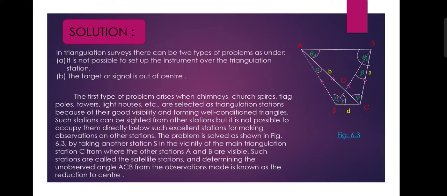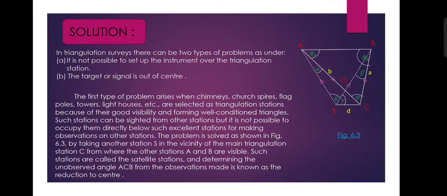The first type of problem arises when chimneys, church spires, flagpoles, towers, lighthouses, etc. are selected as triangulation stations because of their good visibilities and forming well conditioned triangles. Such stations can be sighted from other stations, but it is not possible to occupy them directly below such excellent stations for making observations on other stations.